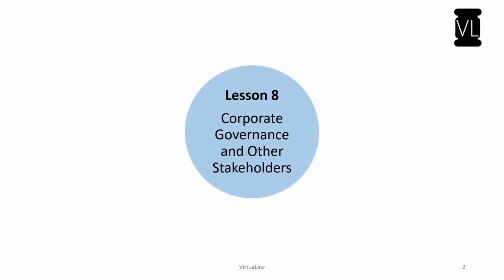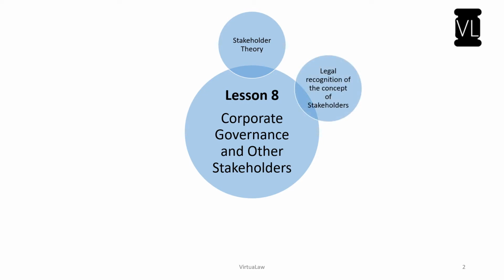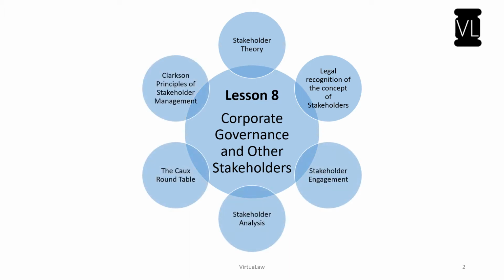So firstly, what is the scope of this particular lesson? This lesson is on corporate governance and other stakeholders. In the previous lesson we have seen the role of shareholders. Now let us see the significance of stakeholders under corporate governance. In this chapter, the scope includes stakeholder theory, legal recognition of the concept of stakeholders, stakeholder engagement, stakeholder analysis, Cox Roundtable, and the Clarkson principles of stakeholder management.